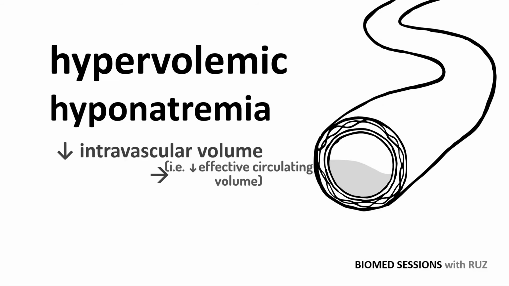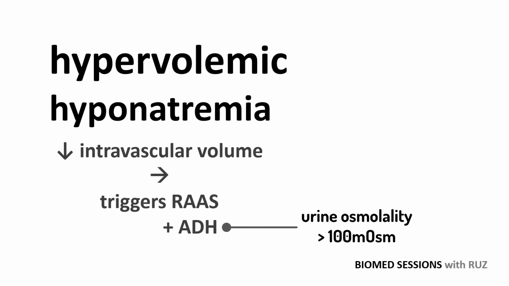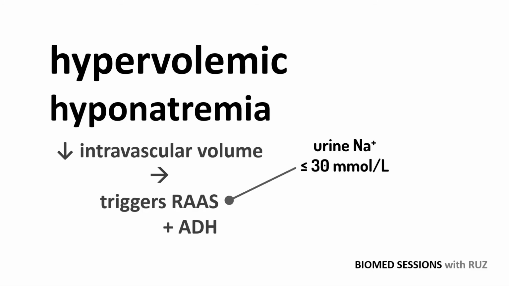Because of the reduced intravascular volume, RAAS is triggered as well as ADH. Therefore, urine osmolality will be over 100 milliosmoles per kilogram as a result of ADH action, and urine sodium will be low, less than or equal to 30 millimoles per litre as a result of RAAS, causing sodium reabsorption.